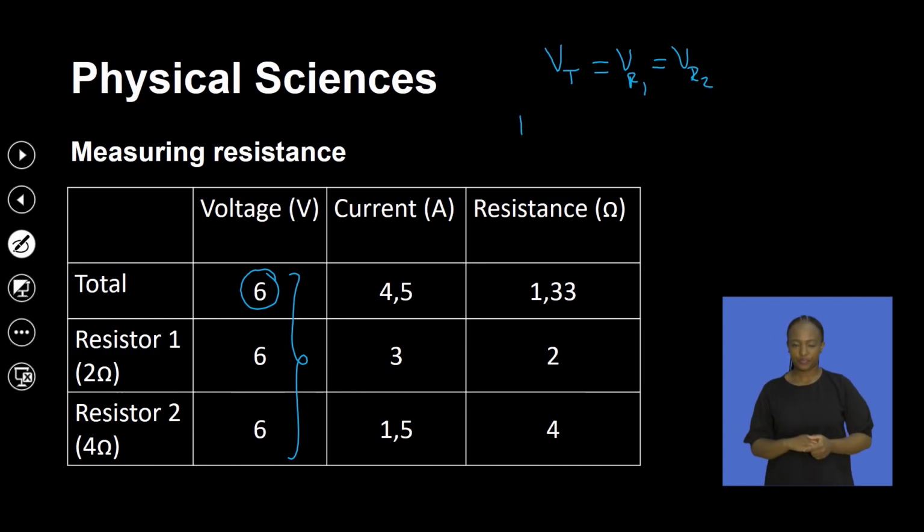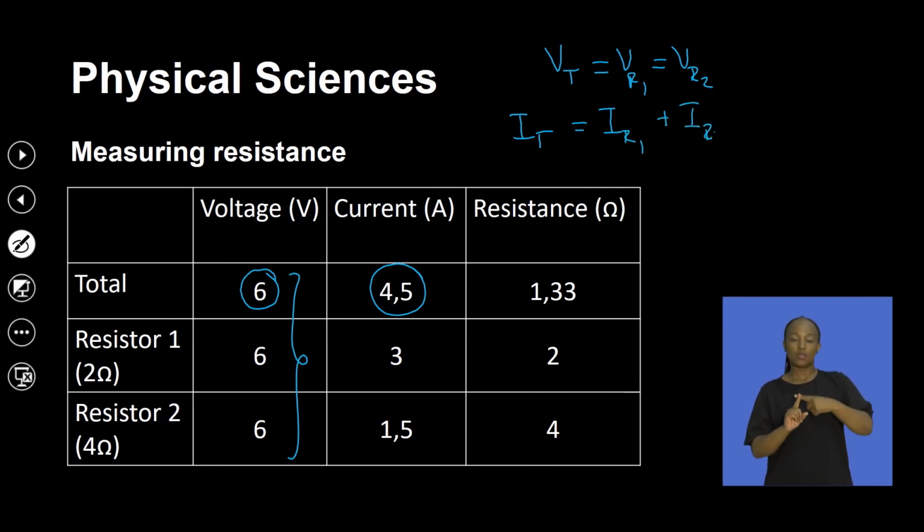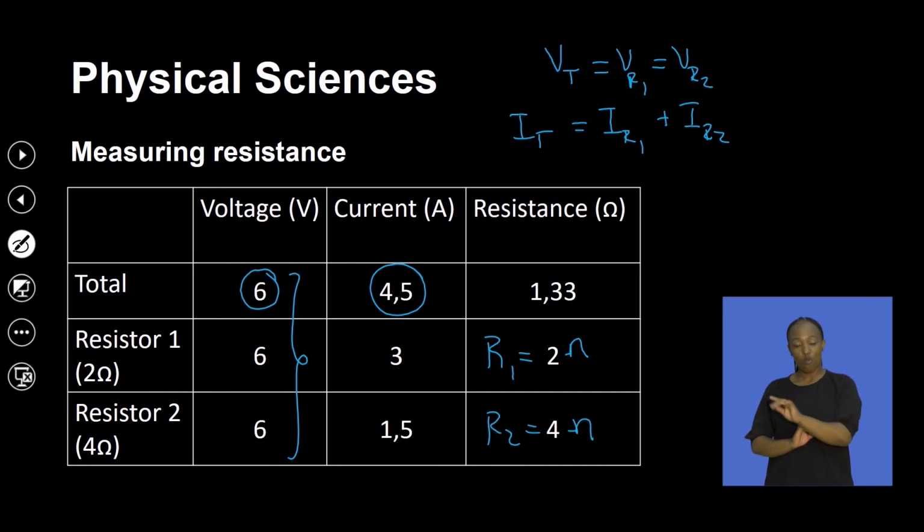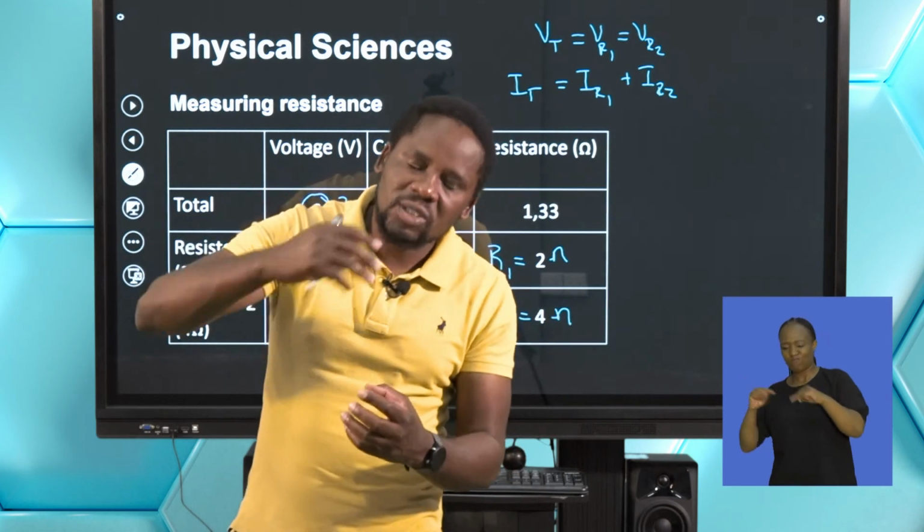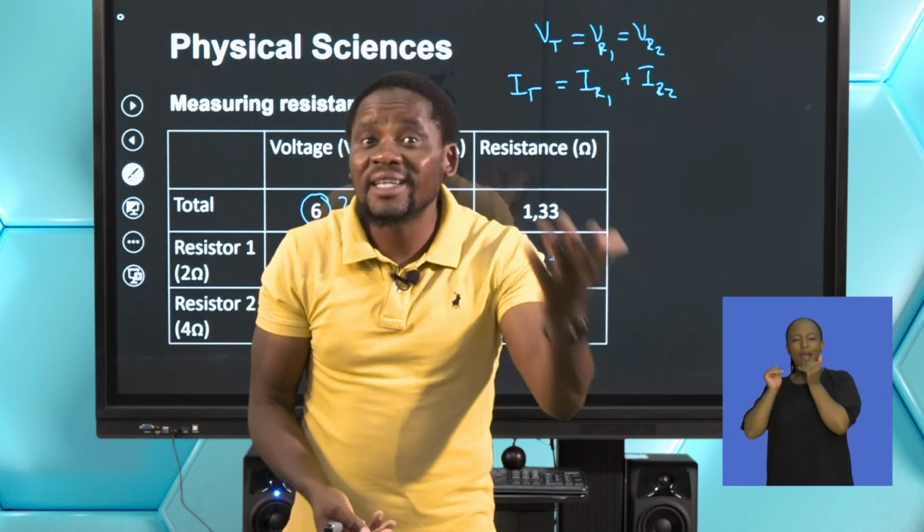The main current, which is that 4.5 amperes, is equal to the sum of the current through R1 plus the current through R2. But take note, the current through R1 is actually double the current through R2, and the main reason is that R1 is 2 ohms, while R2 is 4 ohms. So R2 provides a greater opposition to the flow of charge, which is high resistance.